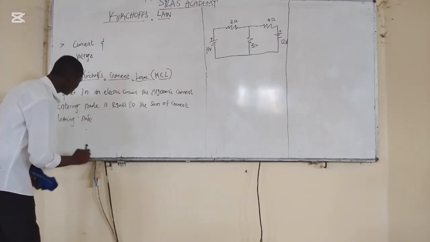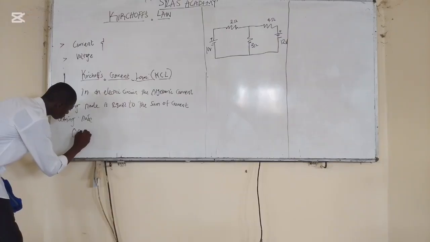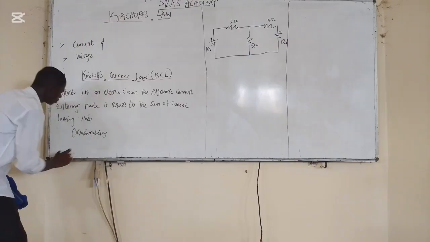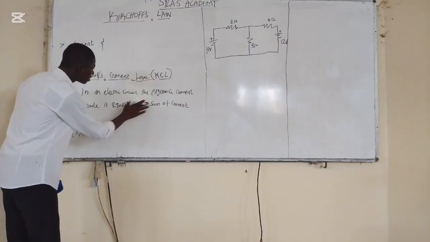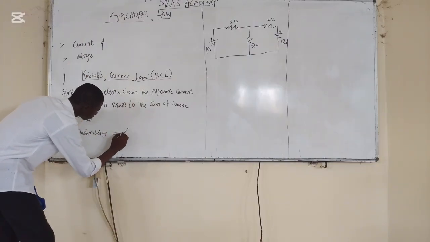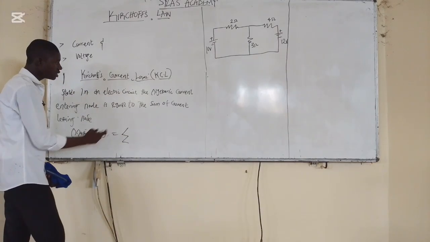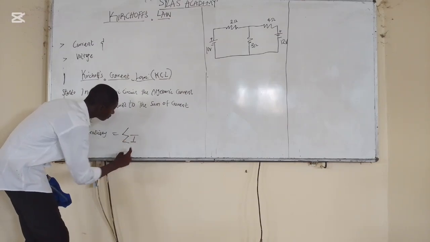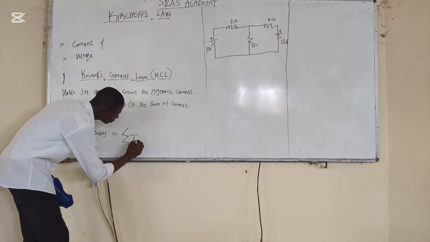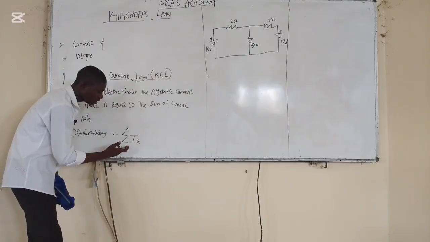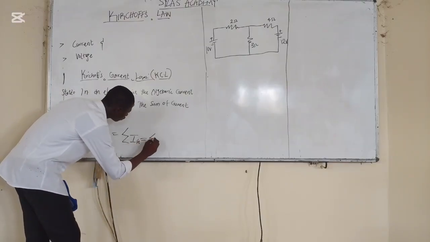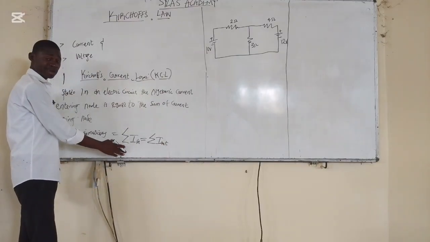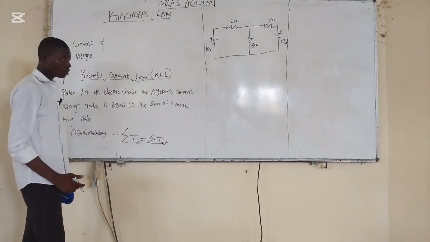Now, mathematically, it is expressed as follows. You say the sum, this is the symbol for sum, sigma. Then when you are talking of current, it means I. This I is entering inside the node. The sum of I in is equal to the sum of current going out. This is my mathematical expression of Kirchhoff's law. Are you following now?